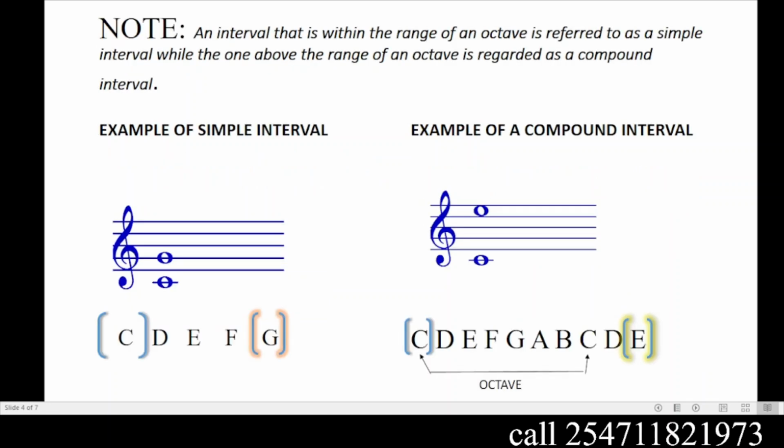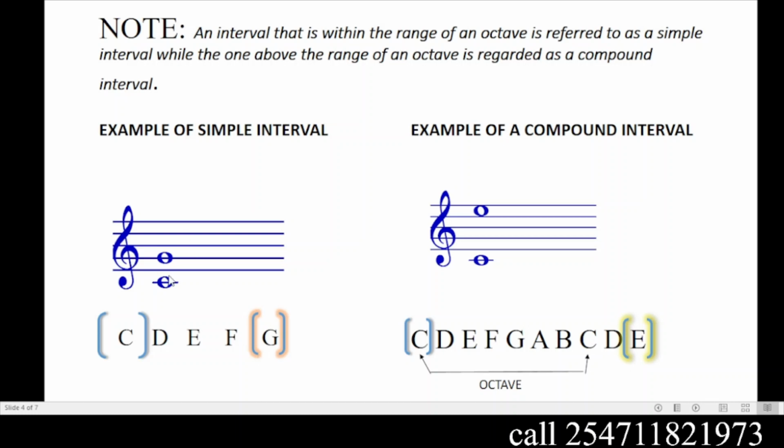You have noted that an interval that is written within the range of an octave is referred to as a simple interval, while the one above the range of an octave is regarded as a compound interval. Remember, an octave means 8. So when you're counting the notes of the scale and an interval is less than 8, then that interval is a simple interval. But when it's outside the 8 notes of the scale, then it becomes a compound interval. I have an example here.